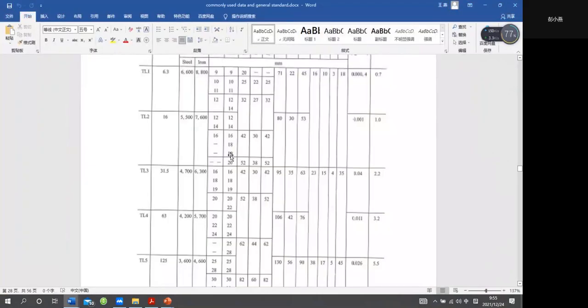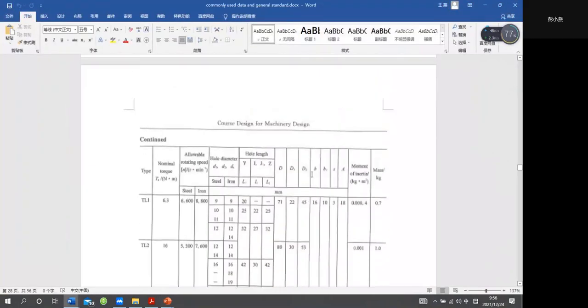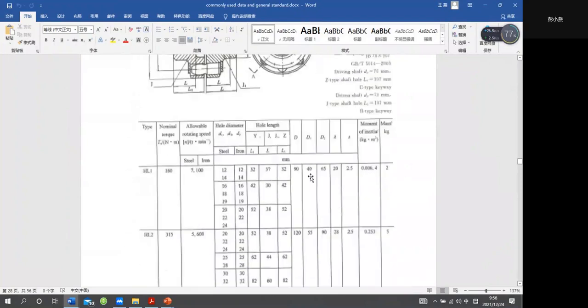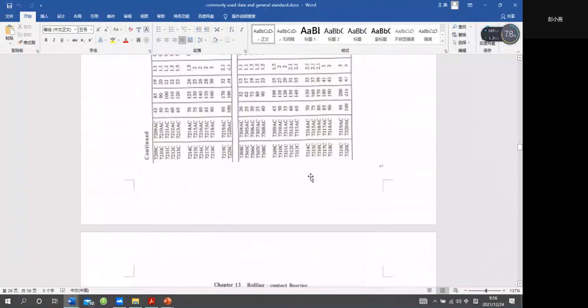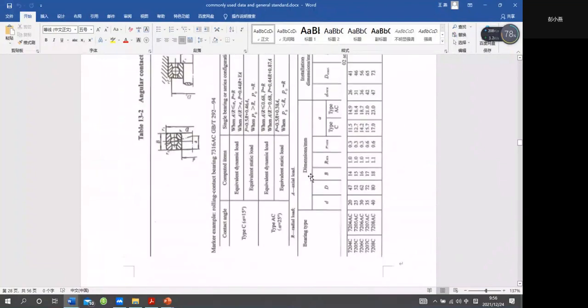And then for this type of bearing. Okay, I will see. Where is it for the bearing? Okay.